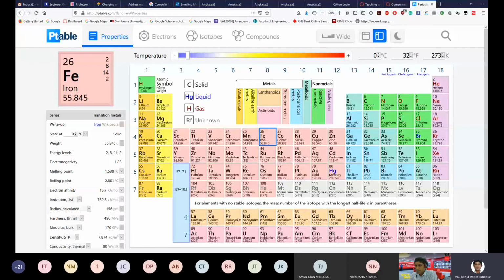On top of them, this is 1, 3, 4: hydrogen is 1, lithium 3, beryllium is 4. These are the number of protons they have.